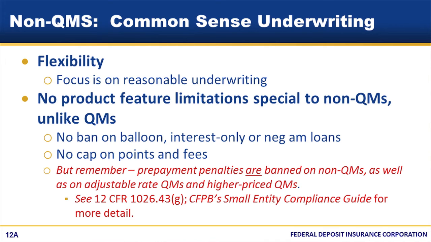And again, there is no ban on any specific type of term or feature in a non-QM loan. For instance, there's no prohibition on balloon payments in non-QM loans. You can write a non-QM balloon loan. Under the rule, the only special provision you need to think about for non-QM balloon loans is how to figure out the amount of the monthly payment to use in your underwriting consideration. Check the rule for those instructions.